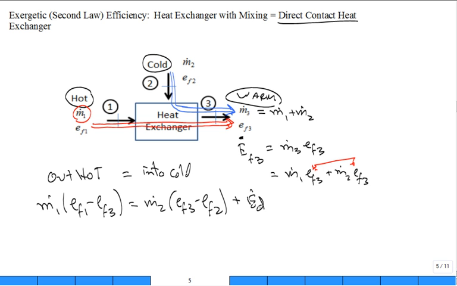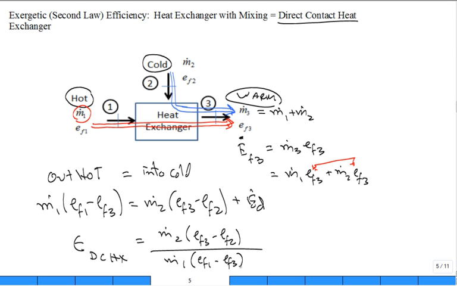And so here is an exergetic efficiency for a direct contact heat exchanger, and it would be m dot 2 times EF3 minus EF2, because theoretically you'd like all that comes out of the hot to go into the cold, but some is destroyed. So m dot 1 times EF1 minus EF3. That exergetic efficiency makes sense?